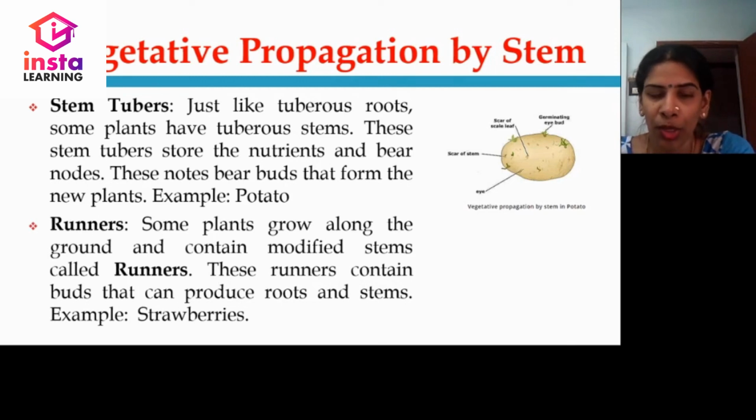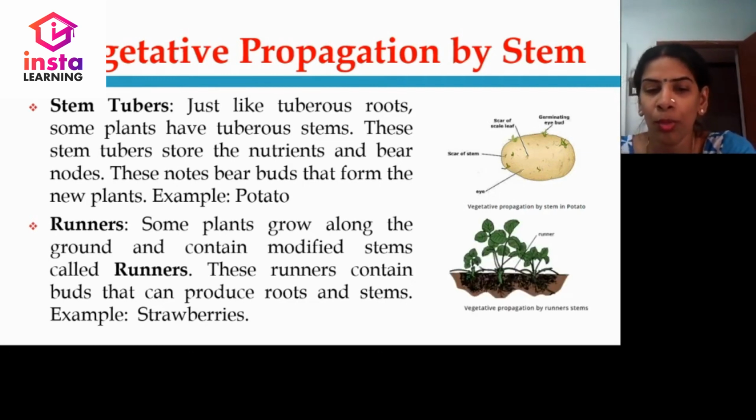Another vegetative propagation by stem is the runners. Runners are stems that grow along the ground. That is, the stem can be modified as runners. These runners contain buds that have the ability to produce roots and stems. You can see these in strawberries.